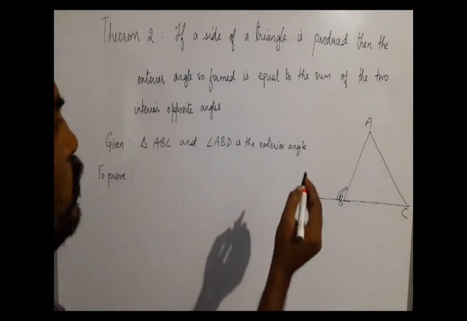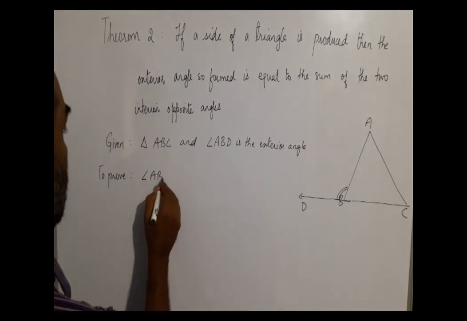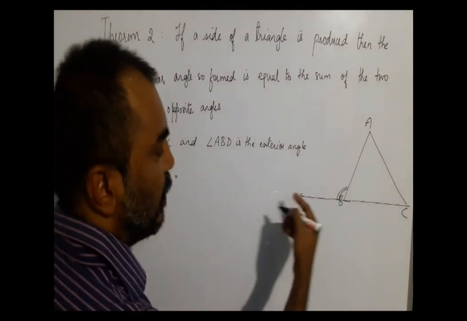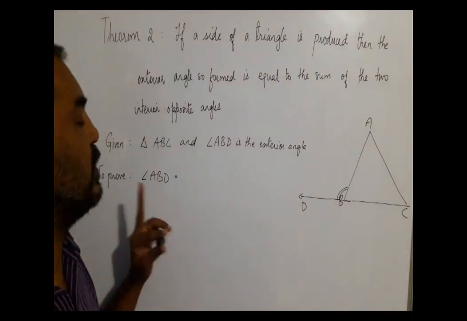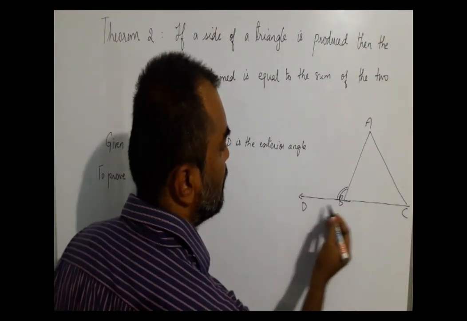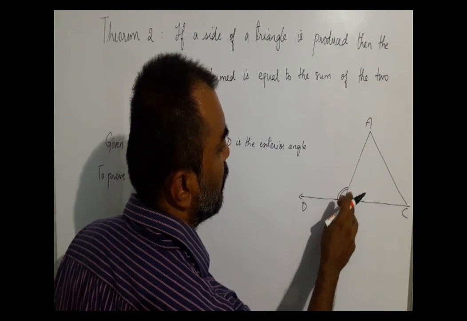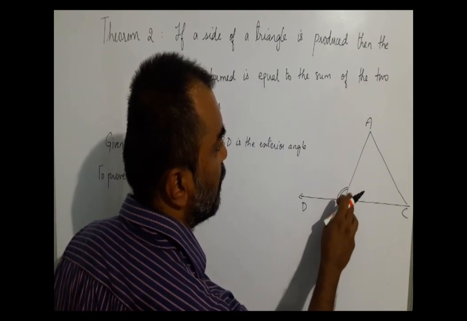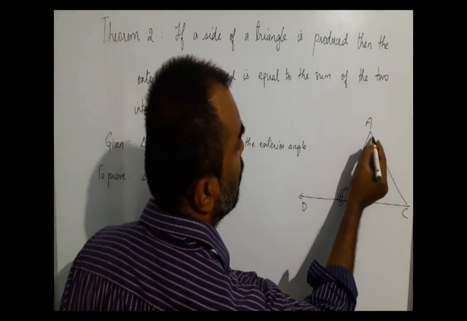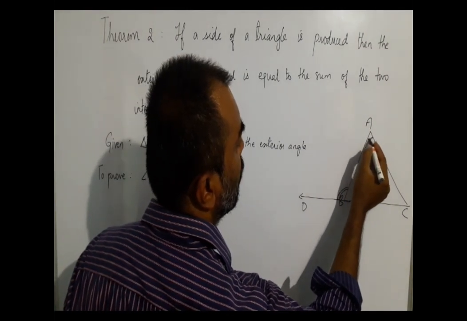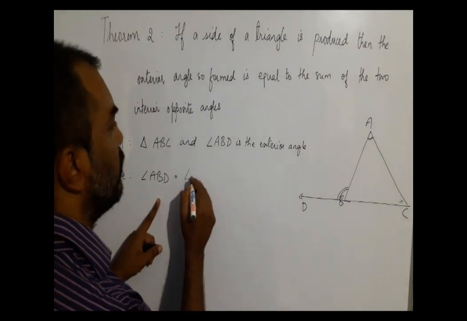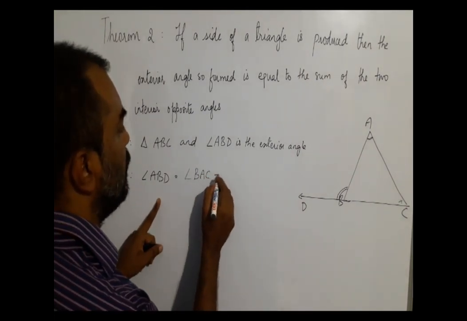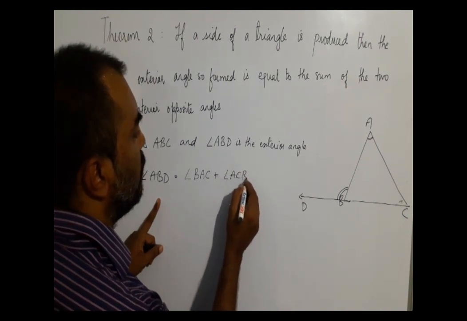We have to prove this angle ABD, the exterior angle, is the sum of interior opposite angles. What is interior opposite angles? If ABD is the exterior angle, then this is the co-interior. So this is the linear pair, the interior. So the interior opposite is angle A and angle C. So we have to prove angle ABD is equal to angle BAC plus angle ACB.